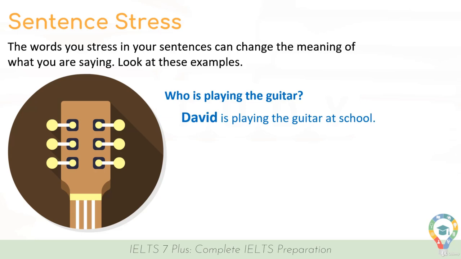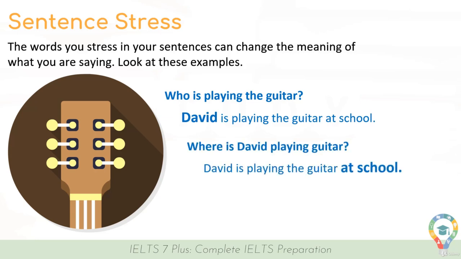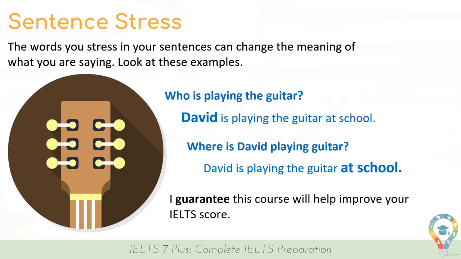Let's take a look at another example. Where is David playing guitar? And here I would change the stress to the location. David is playing the guitar at school. You can hear that I emphasize the key words when answering these questions, but sentence stress doesn't have to be just for questions and answers. I guarantee this course will help you improve your IELTS score. In this example, I want to emphasize that I guarantee the course will help improve your IELTS score.